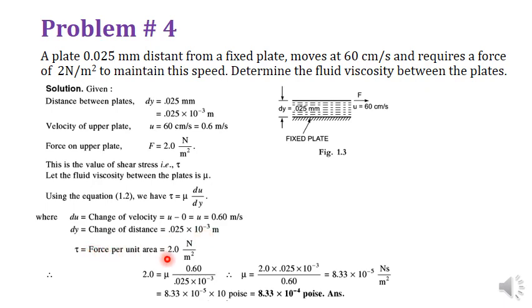Now tau is given, that is 2 Newton per meter square. So now in the equation of the shear stress, you can input the values, and the unknown will be only one, that will be your viscosity. So you are going to determine your viscosity in consistent SI units, because all of the parameters have already been converted into the SI system. So it will be Newton second per meter square.